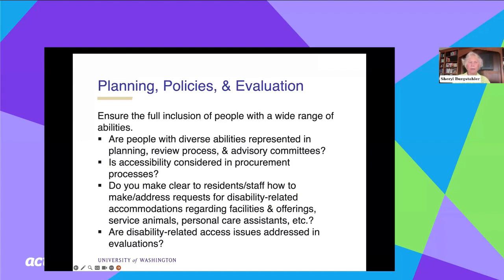Is accessibility considered in procurement processes? When you're buying furniture, when you're buying computer stations and so forth, or whatever you're buying, do you have accessibility considered in that process? Do you make clear to residents and staff how to make or address requests for disability-related accommodations regarding the facilities and the offerings?